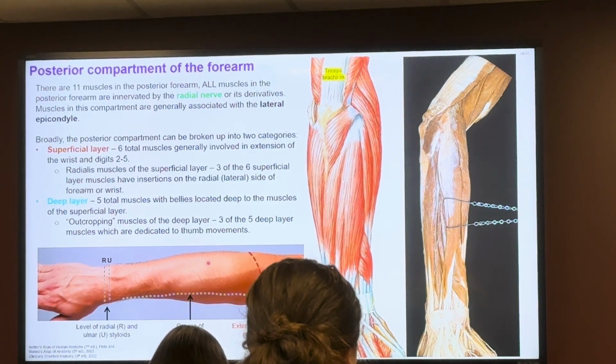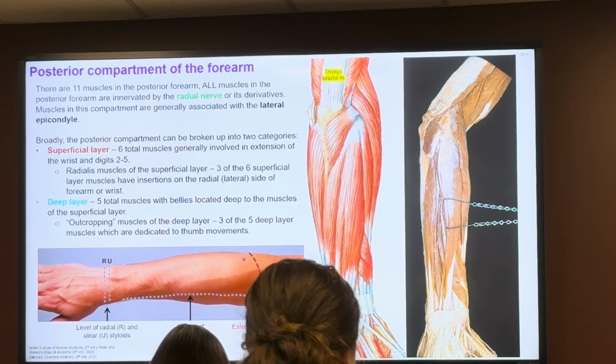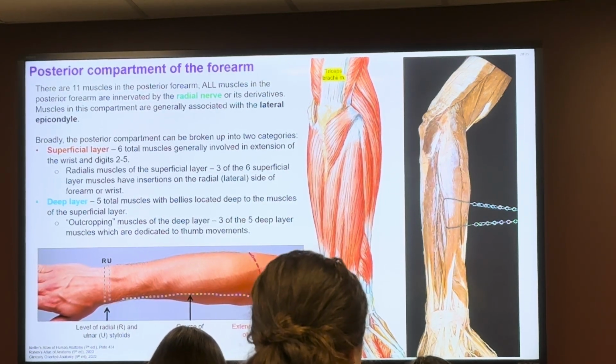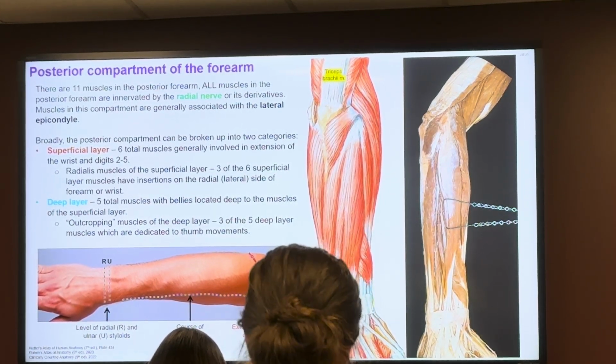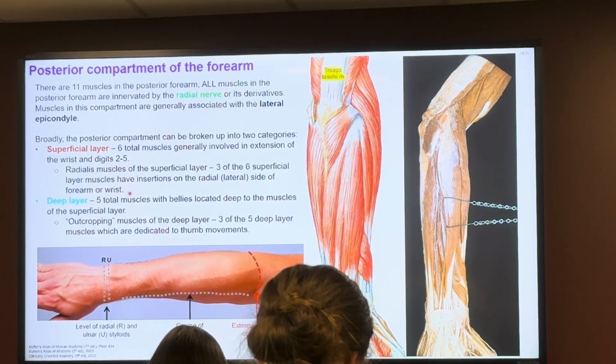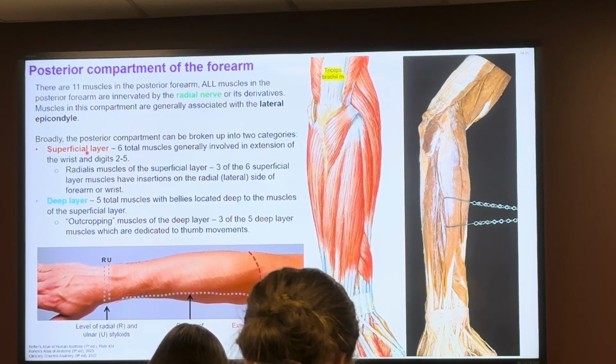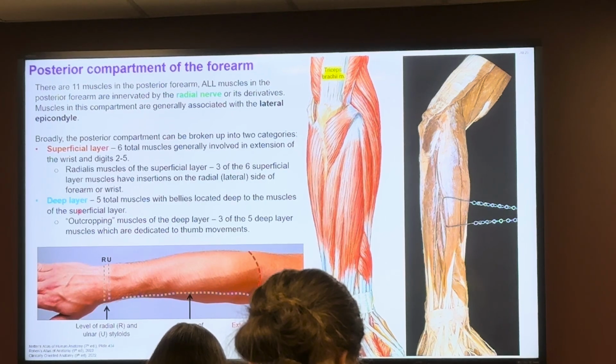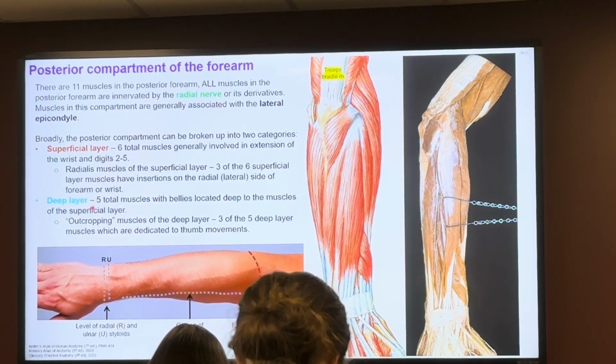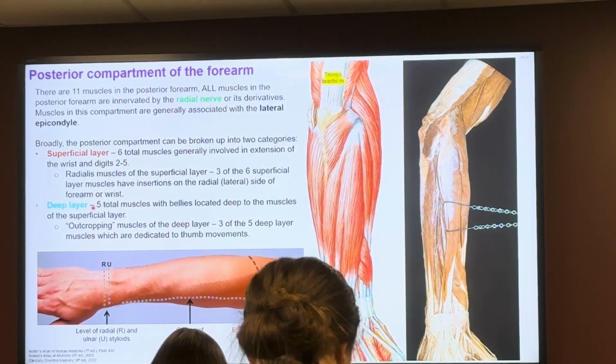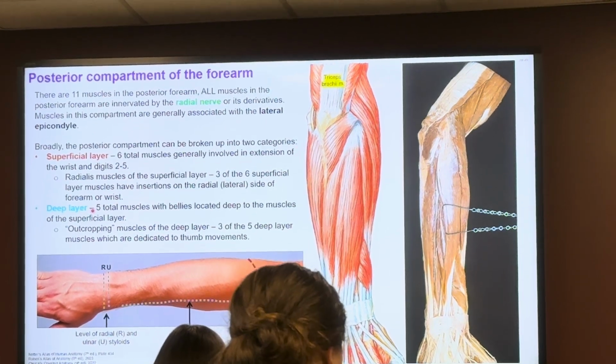Like the anterior forearm, they're kind of arranged nicely. So they're grouped together in functions or nerves. And they're grouped together broadly into two categories, like a superficial posterior compartment, and then there's a deep layer in the posterior compartment. When I think posterior arm and I think posterior forearm, I'm thinking about the radial nerve.